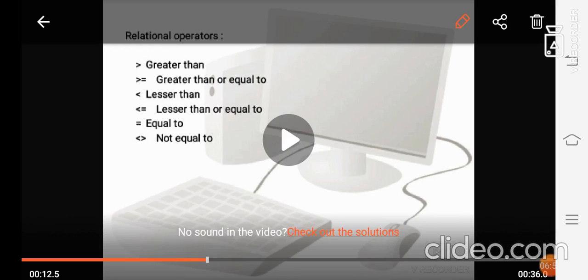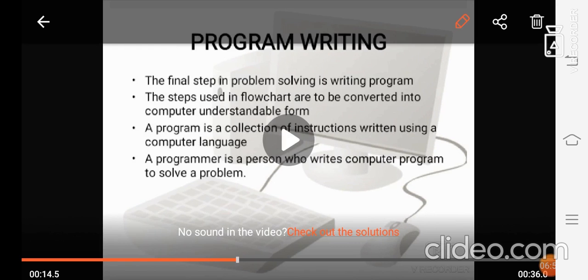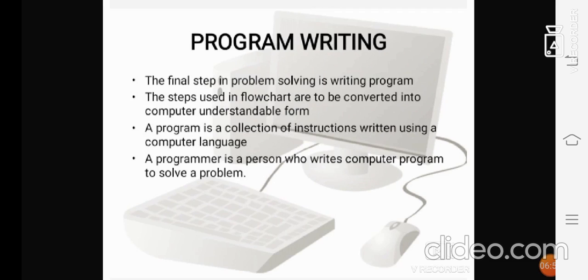Now, the next will be program writing. How we have to write a program is very important. Program writing, the final step in problem solving, is writing a program. The steps used in flowcharts are now converted into computer understandable form. A program is a collection of instructions written using a computer language, and a programmer is a person who writes a computer program to solve a problem.